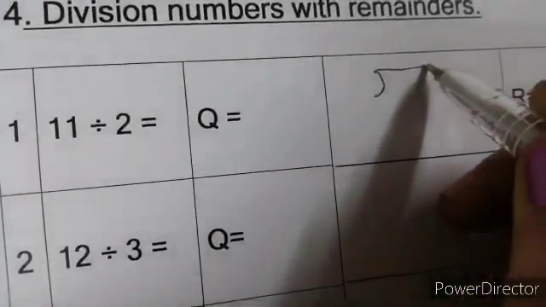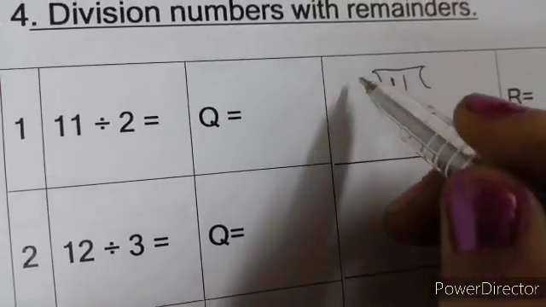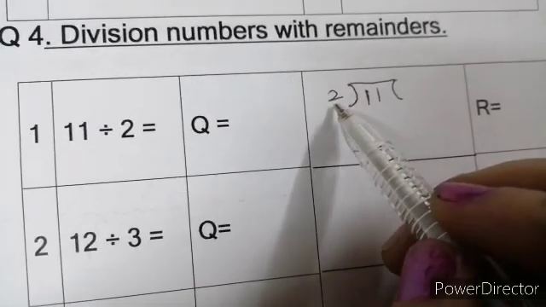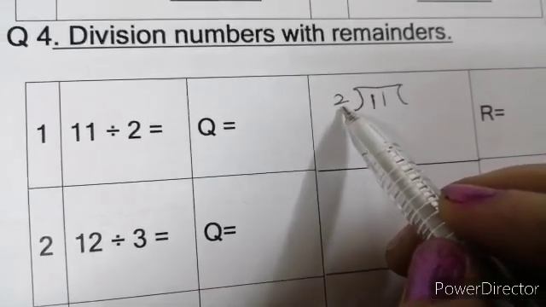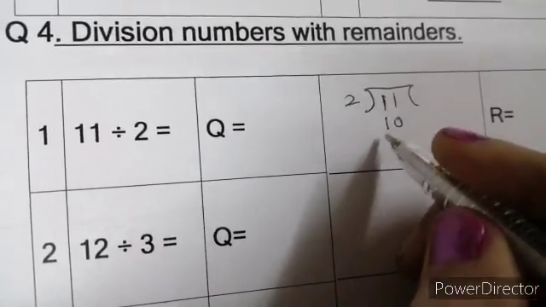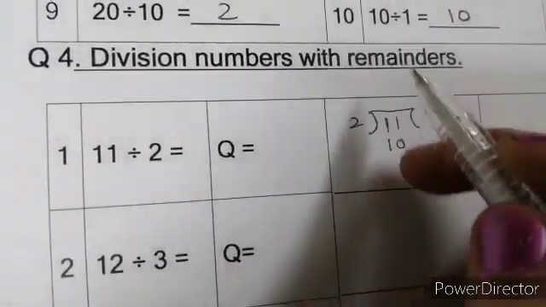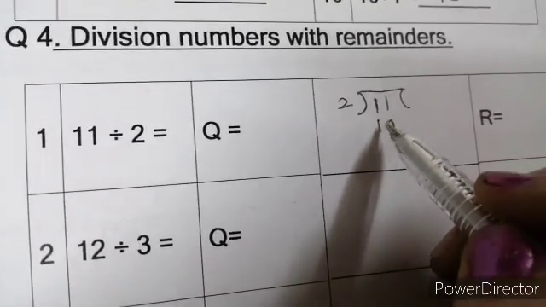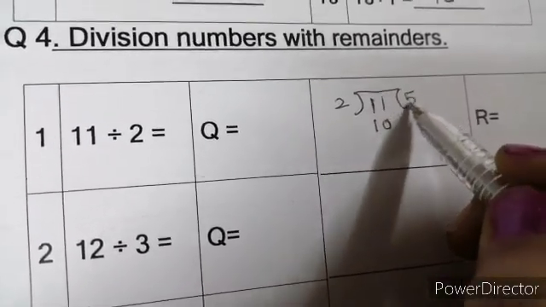11 divided by 2, write it like this. Say the 2 table. 2 ones are 2, 2 twos are 4, 2 threes are 6, 2 fours are 8, 2 fives are 10. So 10. Now 2 sixes are 12. We can't write 12 because 12 is greater than 11. So we have to write 2 fives are 10.